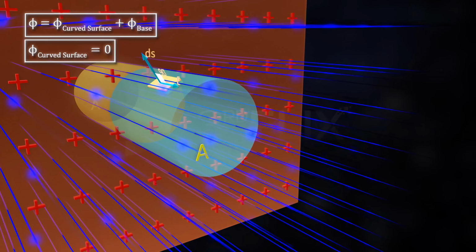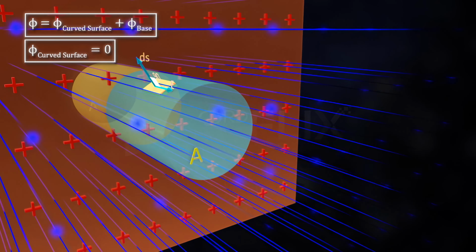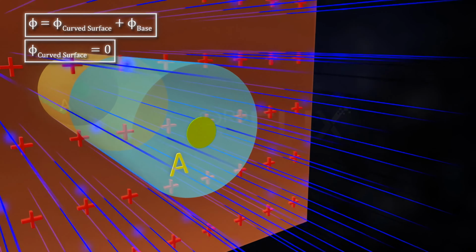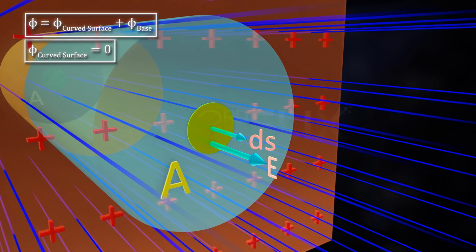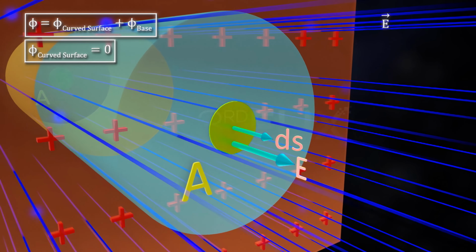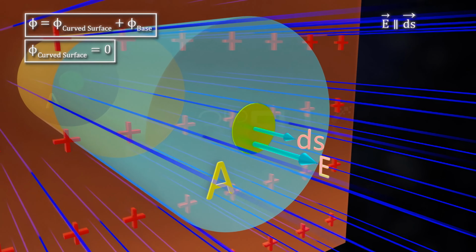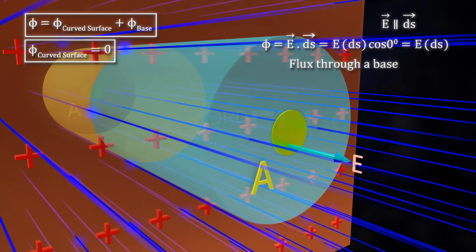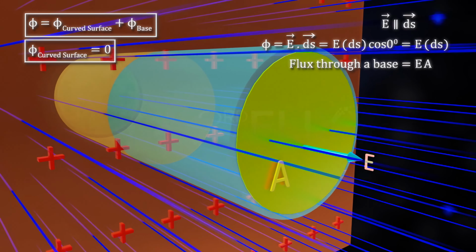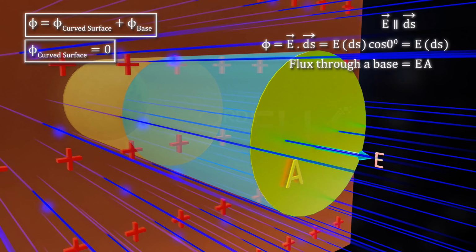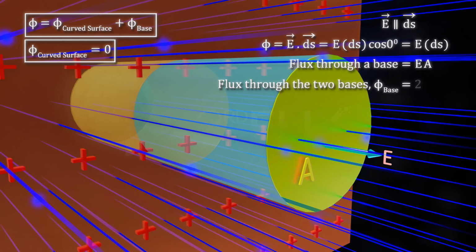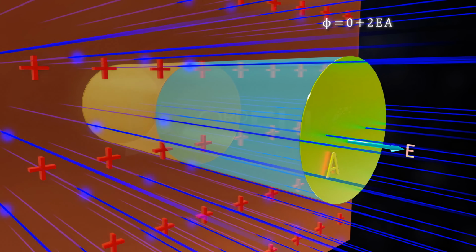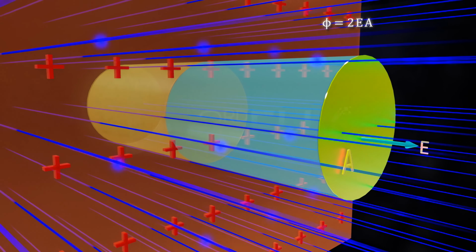From symmetry, the magnitude of electric field E must be equal at every point on each of the bases. Consider an area ds bar on one of the bases. As electric field is parallel to ds bar, flux through ds is equal to E ds, and flux through one of the bases is equal to E into A. So, flux through the two bases is 2 times E into A. Hence, net flux through the Gaussian surface is equal to 2EA.